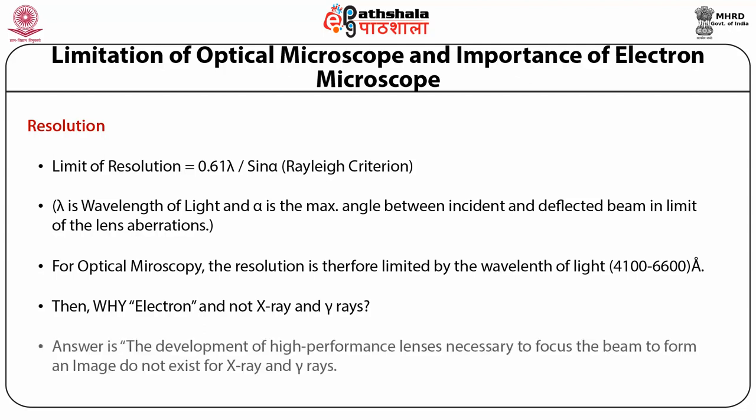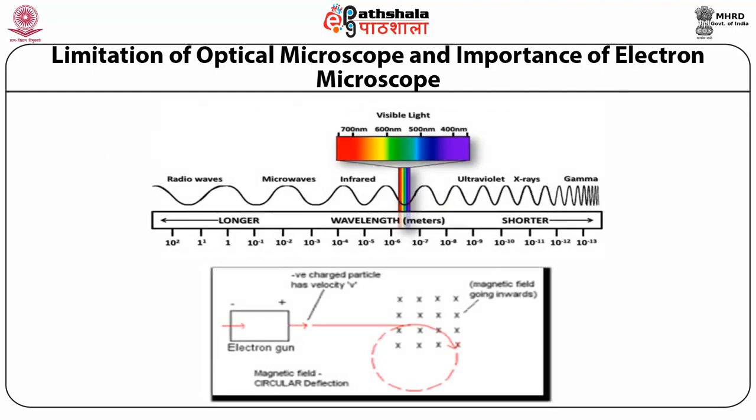So the answer is that the development of high performance lenses necessary to focus the beam to form an image does not exist for X-ray and gamma ray. As we know, in case of our eye, there is an object and our eye has a lens which forms the image, therefore a lens is required to bend the beam.